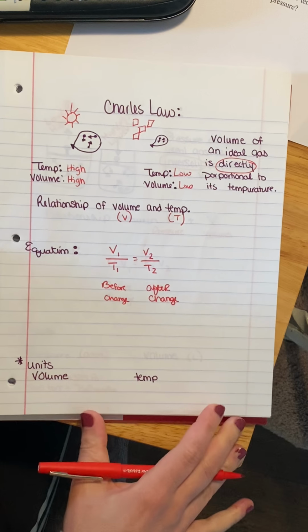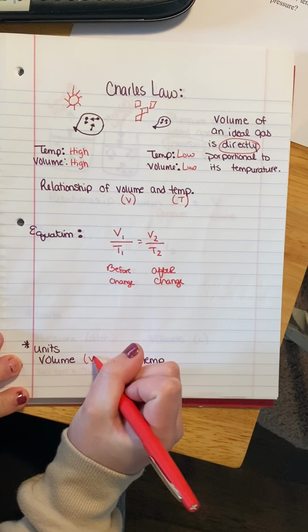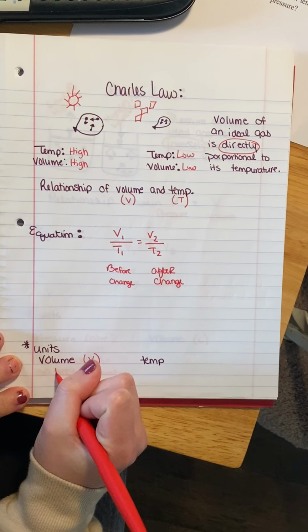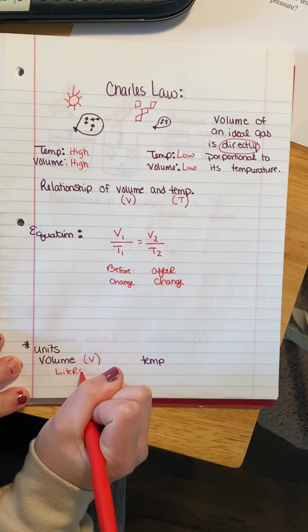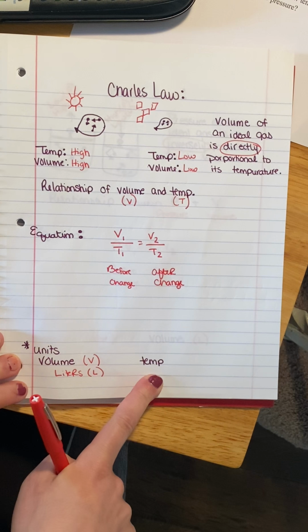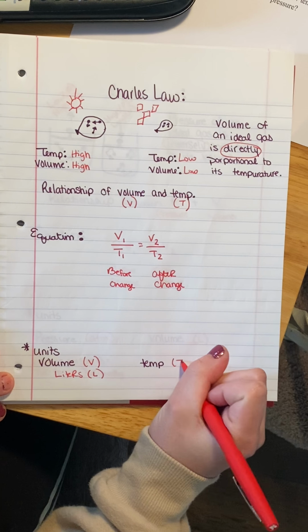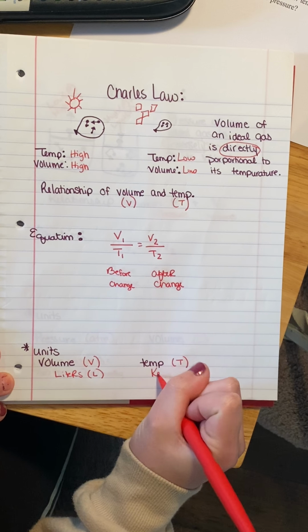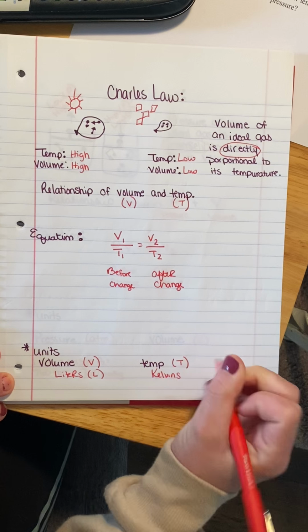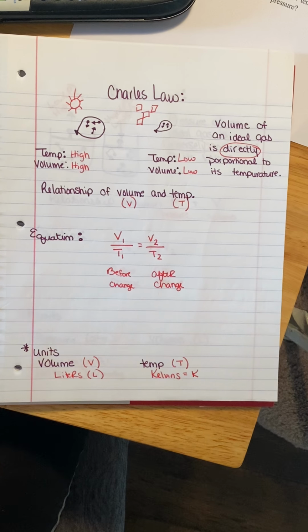Now let's talk about units for this. We talked about the units for volume last time. V is going to be in liters, which is just L, but temperature. Now I know we're used to measuring temperature in Fahrenheit and Celsius. We're going to use for T kelvins. And that is just a K. It's not degrees K, it's just K.